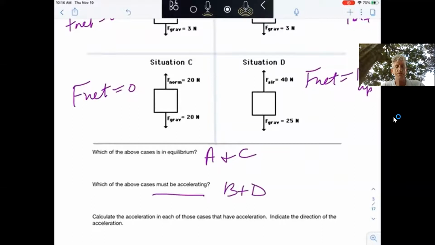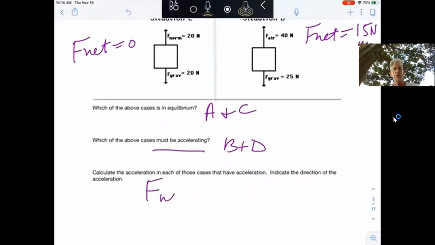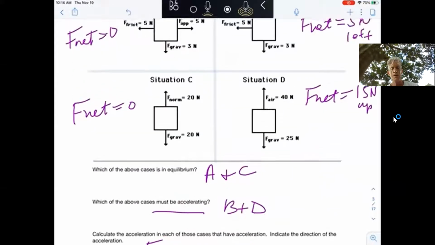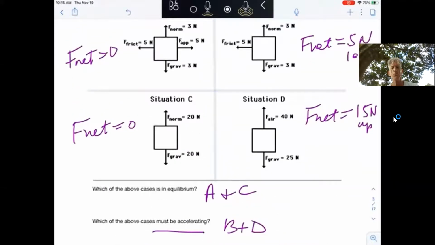Okay, let's calculate the acceleration in the cases that there is a net force. So use Newton's second law of motion. You need to know it by that name. F net equals ma. So let's plug in for the mass. How did I find the mass? They didn't give it to us, but they gave us the weight. F gravity, the gravitational force, is the weight. So use that equation to figure out what the mass is.